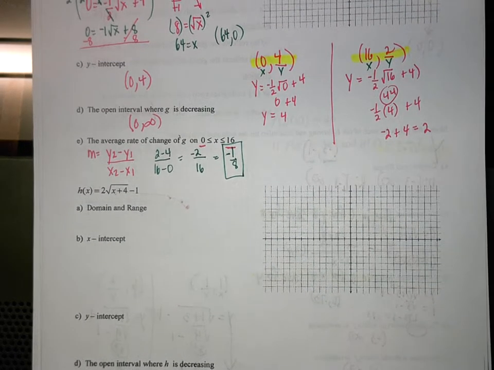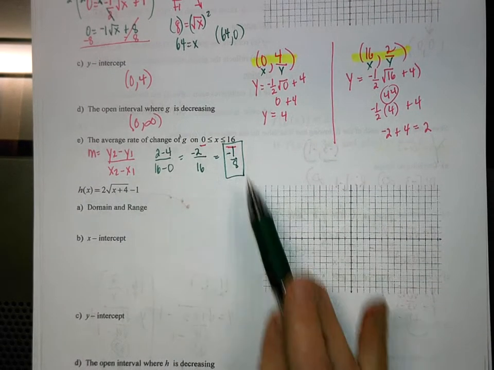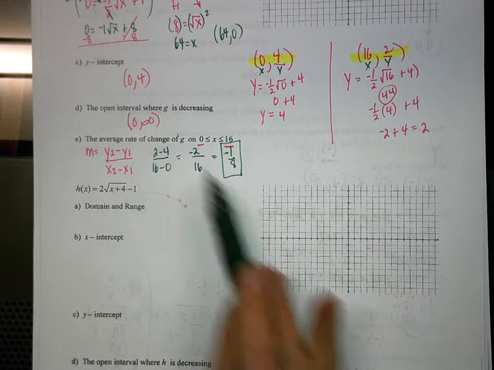And so it's saying that from 0 to 16, it's changing negative 1/8. That's the rate of change on the curve.